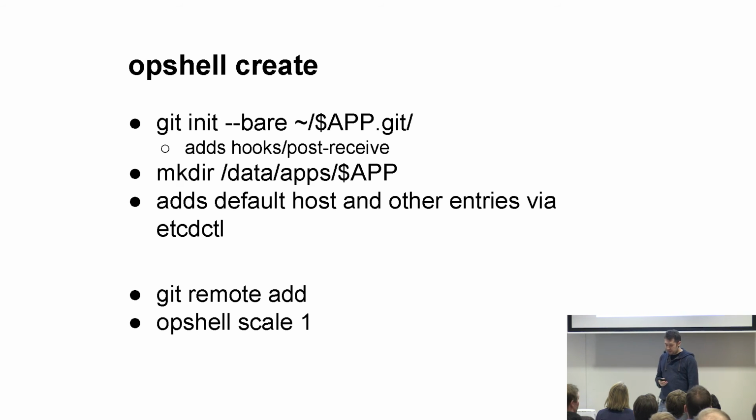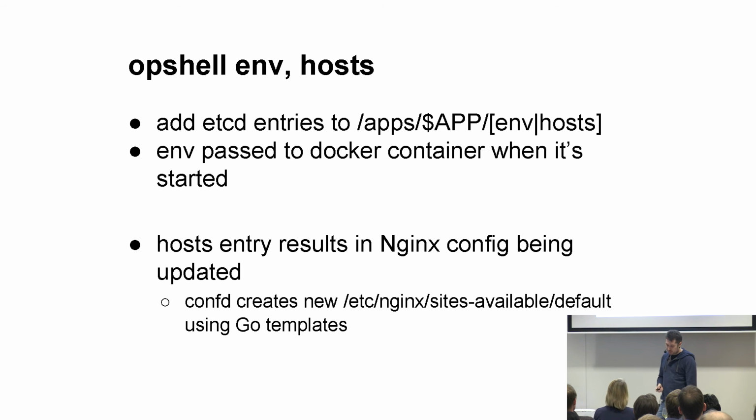So what opshell create does is set up a Git repo. It creates a directory where the actual code of the application gets copied over to. When you do a git push, it adds a default host and other entries to etcd. Then it adds a remote to your local Git repository if there is one, and calls opshell scale 1, so it basically spins up one process. So if you've typed opshell create with the app name, you can instantly see that something is running up there, even though it's not your actual application. But then you can just type opshell deploy, and that'll deploy the code.